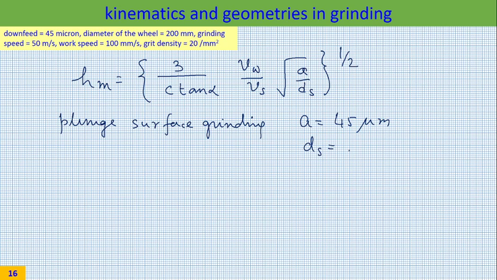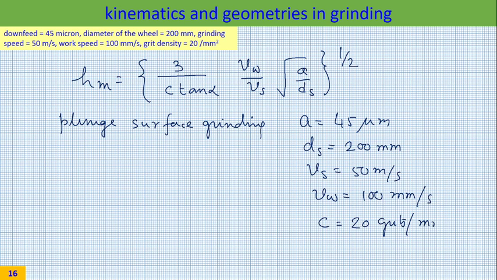DS is 200 millimeter. I am extracting things from there. Vs is 50 meter per second. VW, which is work speed, is 100 millimeter per second, and grid density is 20 grids per millimeter square.